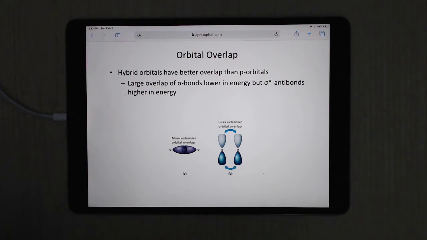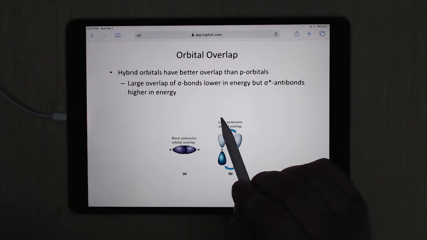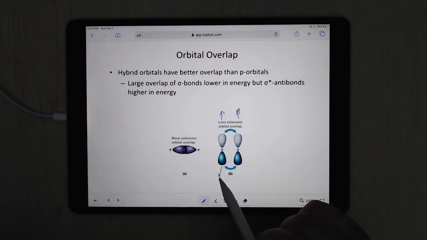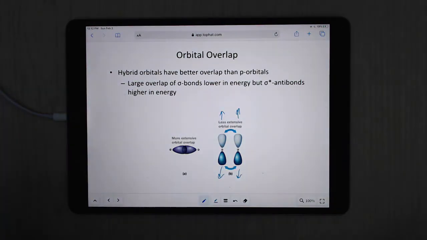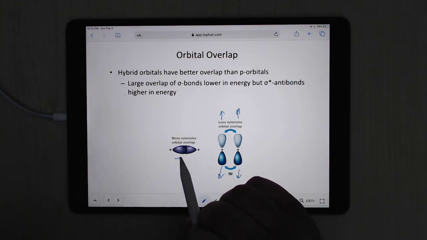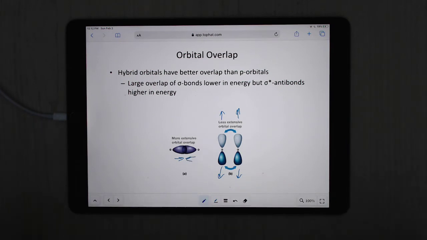The reason for this is that there's not as much overlap. These two are pointed up like this, and these two are pointed up like this, so they're sidling up next to each other, and they have to get closer in than they normally would. With the sigma bond, the orbitals are right where they need to be, pointed right at each other, head to head.